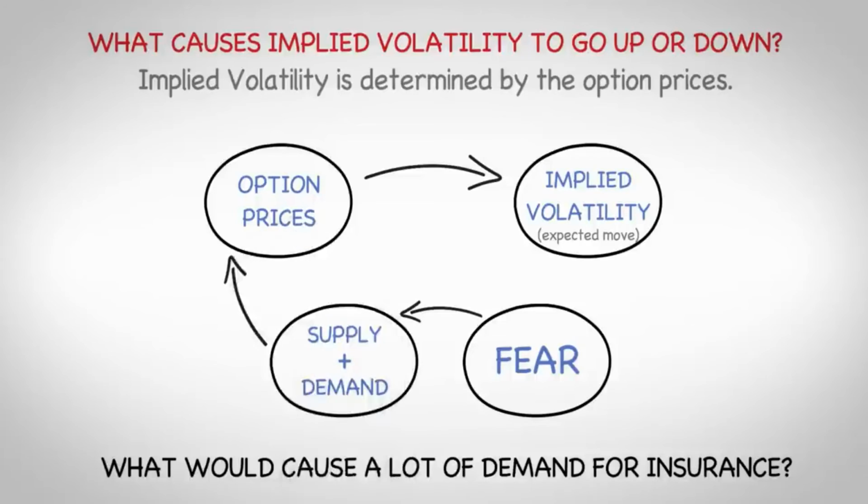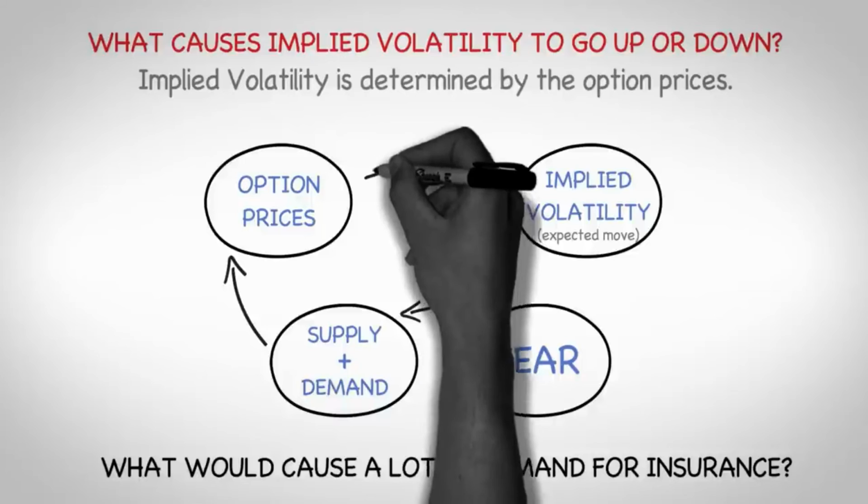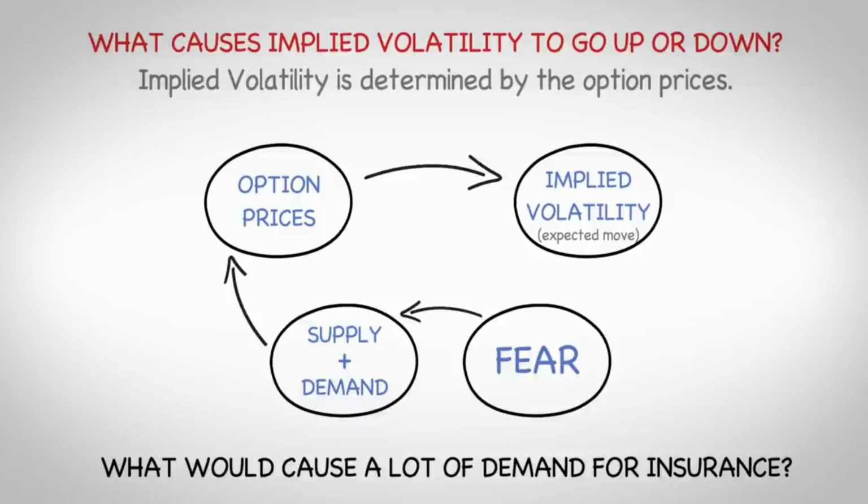And all of these option buyers would of course cause the options prices to go up, and therefore the implied volatility number would also go up. Which makes sense, right? Because the investors are expecting a lot of volatility. So in essence, implied volatility is kind of like a fear gauge for the market.